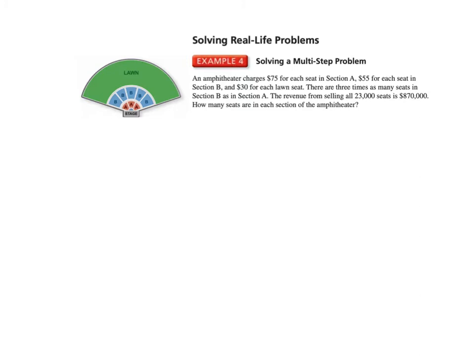So we need to write 3 equations. Like I said, if we have 3 variables, A, B, and then one which we'll call C, we need 3 equations. So the first one we can do is that if we add up the seats in A, B, and C, then that should give us 23,000 seats. So A plus B plus C should give us our 23,000.